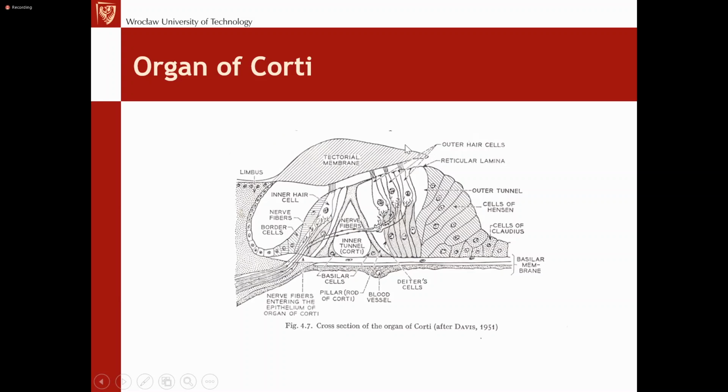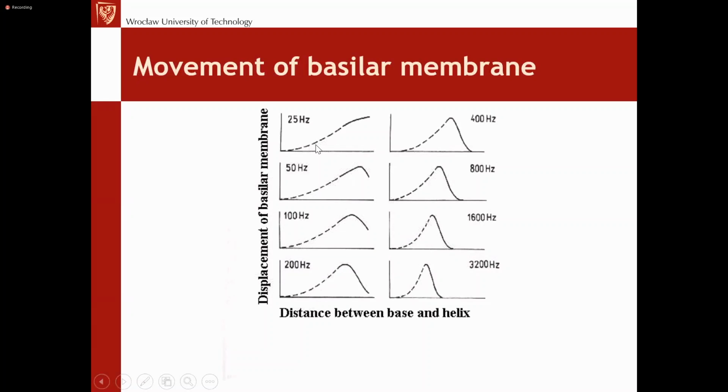So the two ends of outer or inner hair cells are connected to both kinds of this liquid, so endolymph or perilymph here. Well, how does the basilar membrane move?